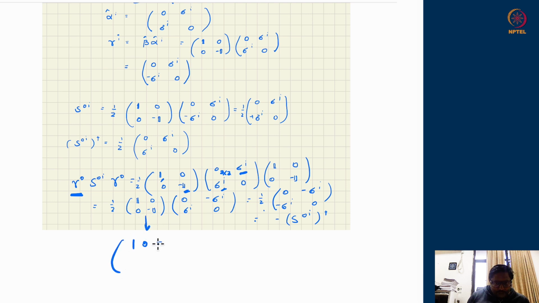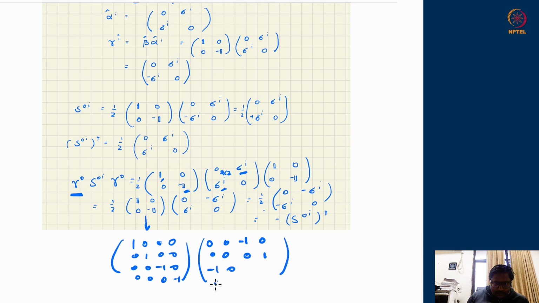This means 1 0 0 0, 0 1 0 0, 0 0 minus 1 0, 0 0 0 minus 1. Similarly, for this, let us say we are writing sigma z. Sigma z would be 1 0, 0 minus 1, with a minus outside, and then here the same thing. So you have to just do it carefully and you will be able to recover that.